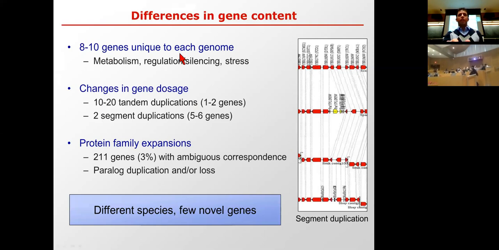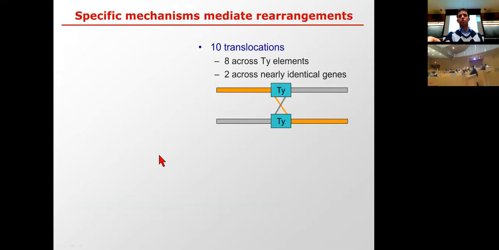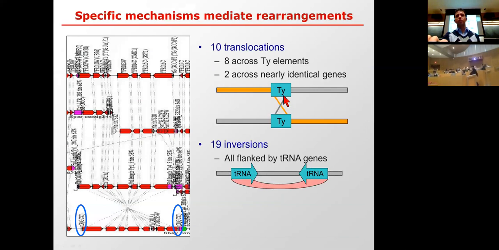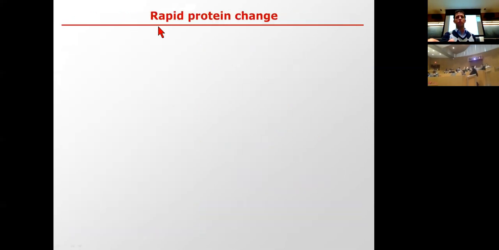So we found unique genes to each genome. We found changes in gene dosage. We found protein family expansions, but relatively few genes. And then for every translocation event, where you had one chromosome switching to another chromosome, you have transposable elements mediating that. And for every inversion, there were tRNAs mediating that, again suggesting very specific evolutionary features.